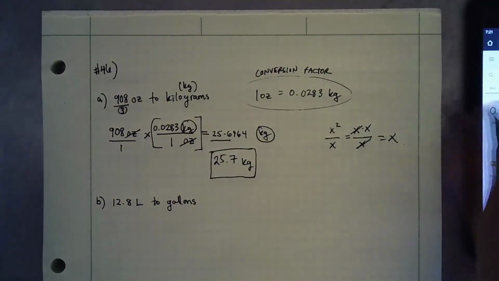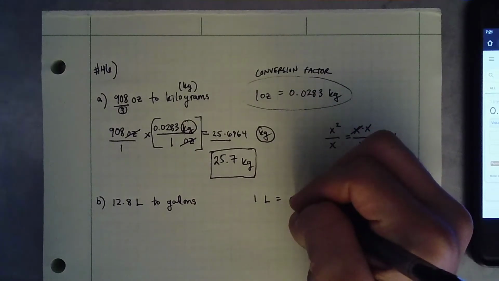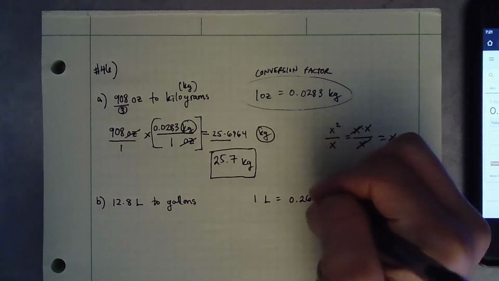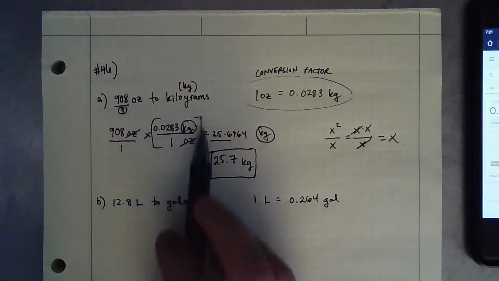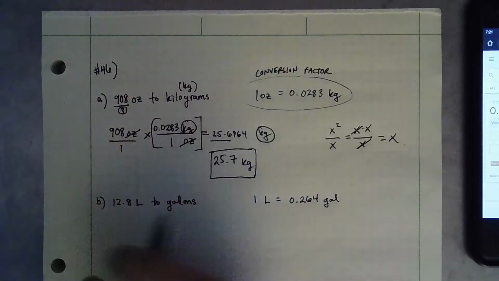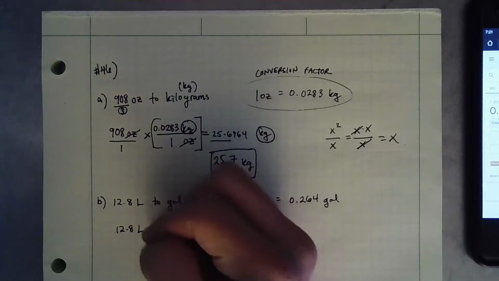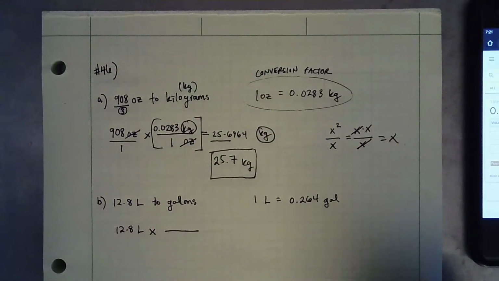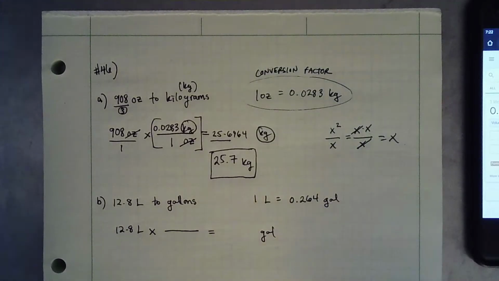So 1 liter is 0.264 gallons. All right, so that's the information I need. That is eventually going to go in this portion of the problem. If we're sort of using some pattern recognition here, I'm going to start with my original number, 12.8 liters, multiply it by a conversion factor, and my answer is going to be in gallons.